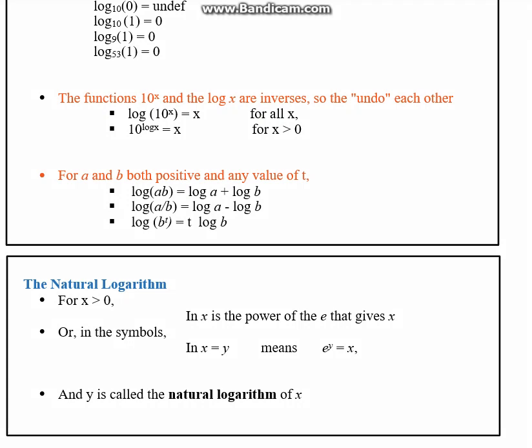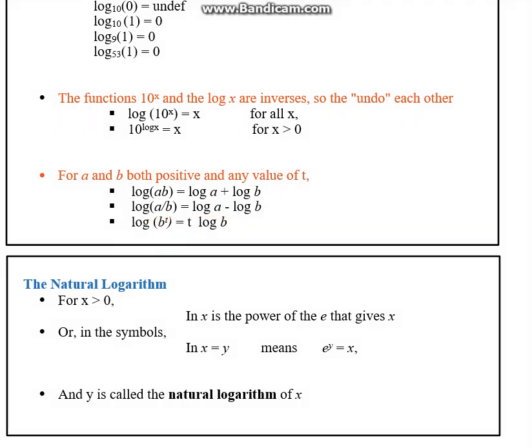If you have log ab, this is going to be the same as log a plus log b. Important that log inside here, a plus b, is not going to equal log a plus log b. Also the same thing, log a over b is going to be log a minus log b, not log inside the parentheses a minus b. That is not going to equal log a minus log b. That's totally different. And this one is also very important. Log b to the t is going to be t times log b, which basically we just kind of brought the t out to the front.